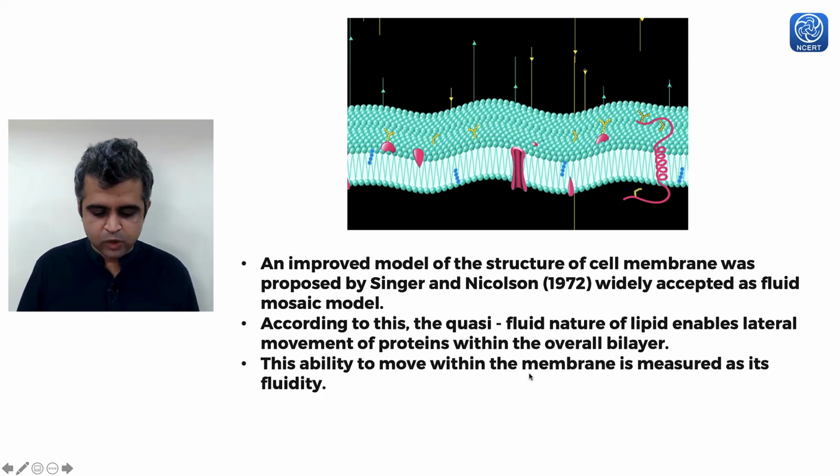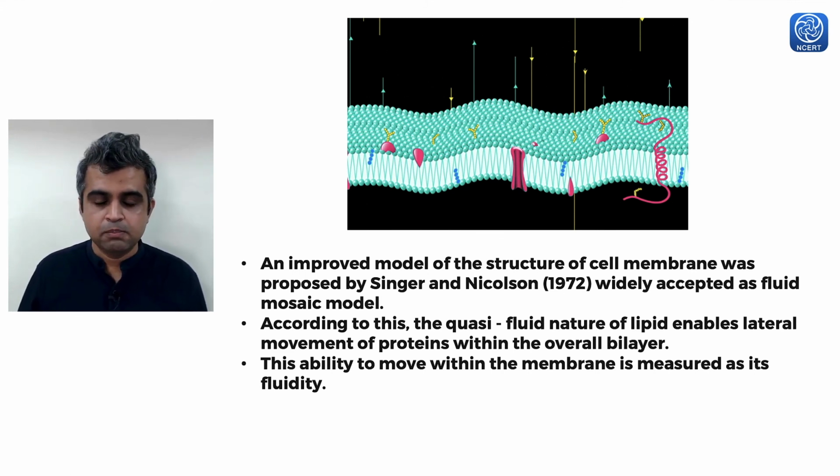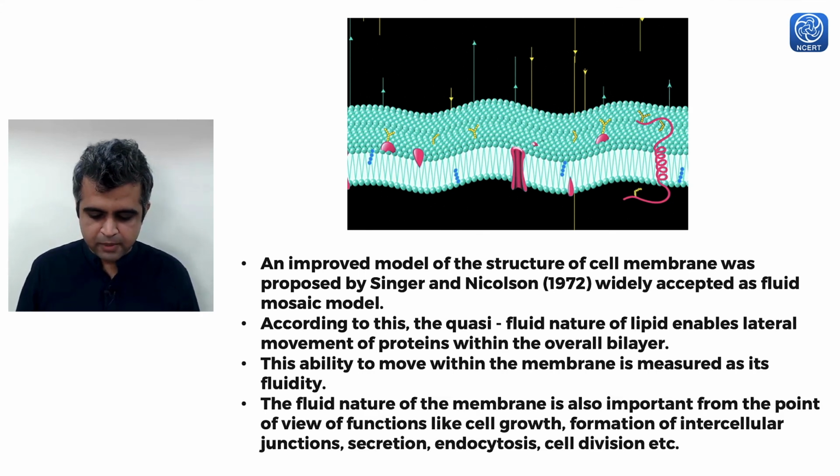And this ability to move within the membrane is measured as its fluidity. The ability of the peripheral and integral proteins to move within the membrane, as you saw in the animation, is called its fluidity. The fluid nature of the membrane is also important from the point of view of cell growth, formation of junctions between the cells, which we will do further, secretion, endocytosis, cell division. So you already know endocytosis. Cell division is an entire chapter that we are going to do further. But for all these things, it is important that the membrane has fluidity.